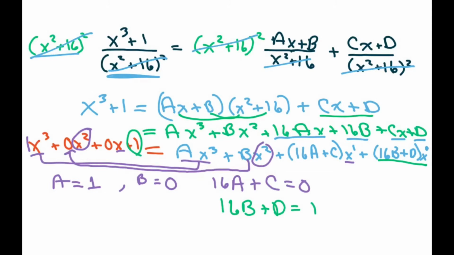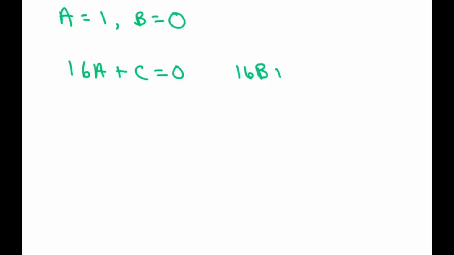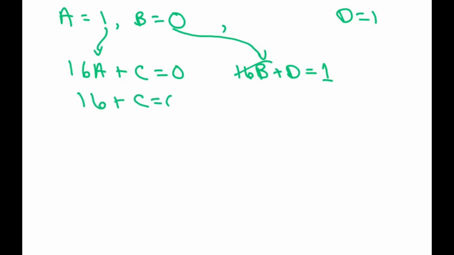Alright, so let's go ahead and write that out. Over here I'll write it out again. So a equals 1, b equals 0, and we had 16a plus c equals 0. We also had 16b plus d equals 1. Well, if I do this one first, b is 0, so that knocks that out, and we just get d equals 1. And for this one, I plug in the 1 here, so you get 16 plus c equals 0, so c equals negative 16.